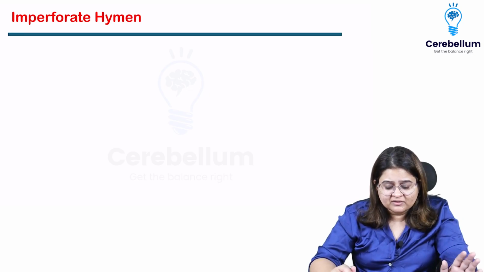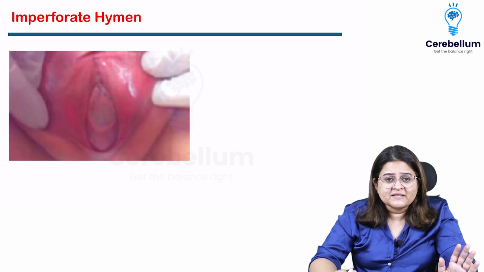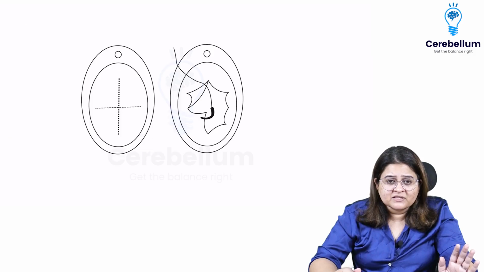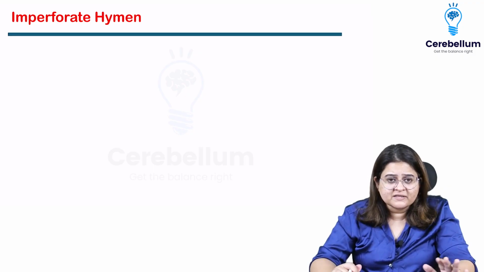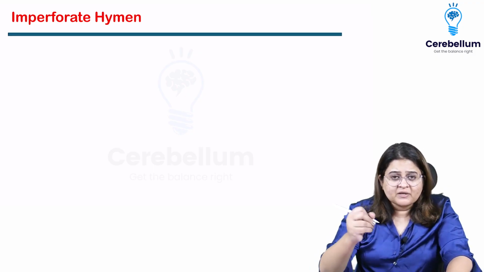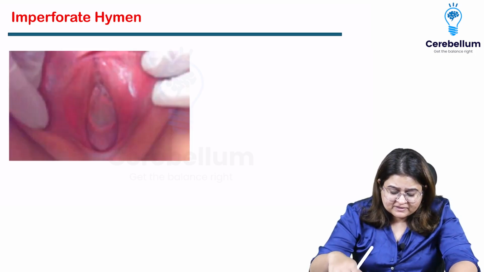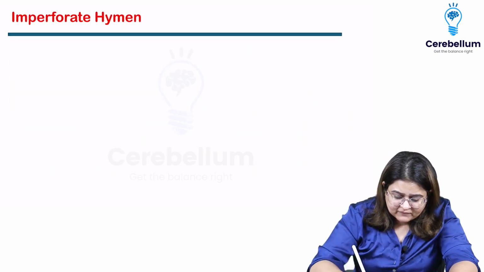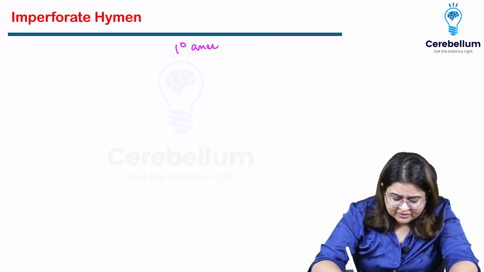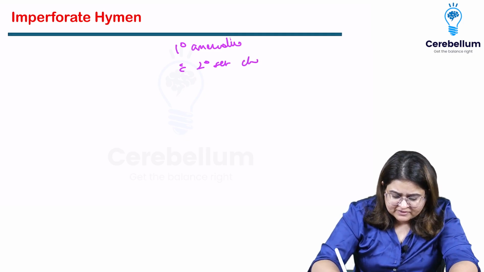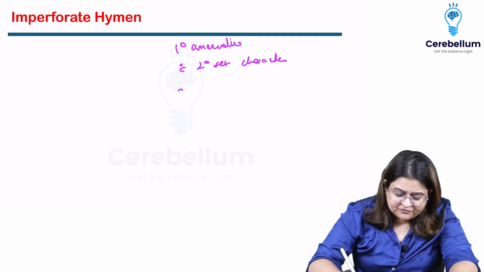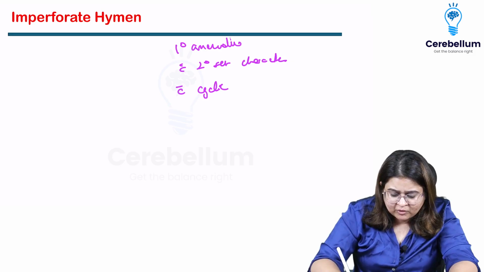The second type of anomaly is the imperforate hymen and the transverse vaginal septum, which I've discussed in Mullerian anomalies also, but I'll discuss here also. Imperforate hymen, how is this girl going to present? This girl is going to present again with primary amenorrhea with secondary sexual characters, with cyclical abdominal pain.